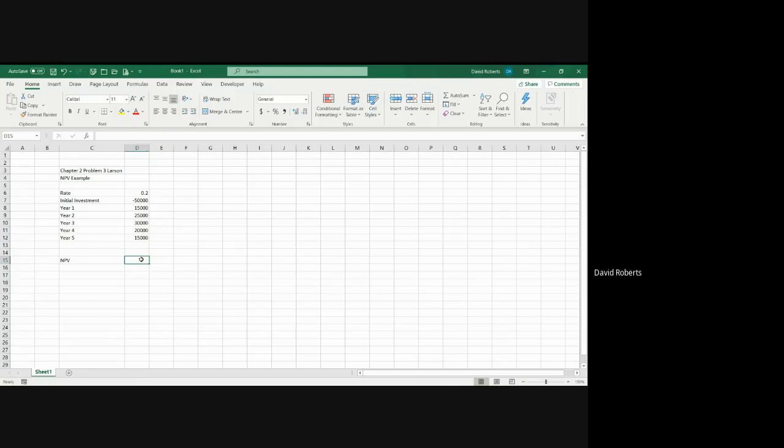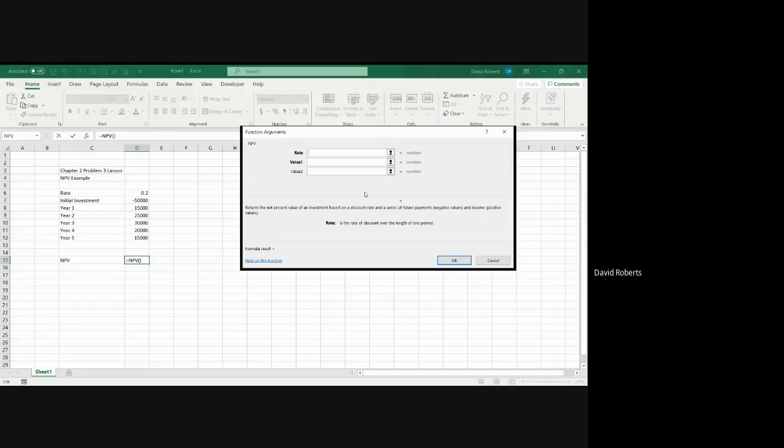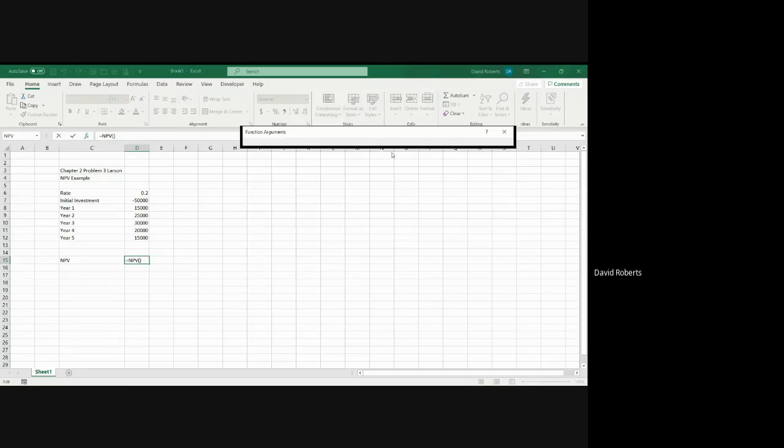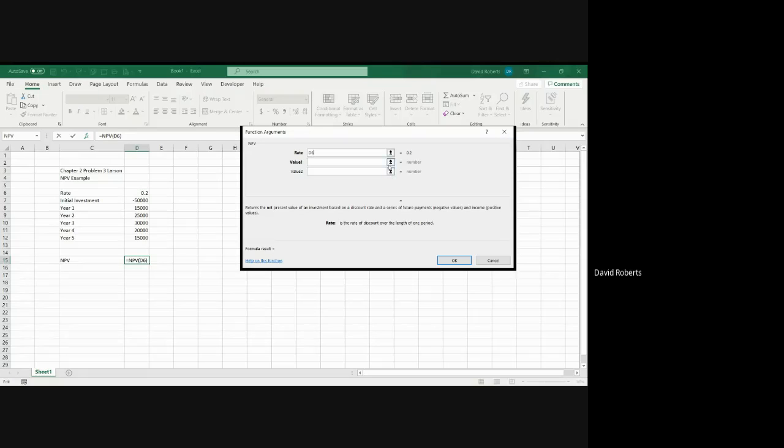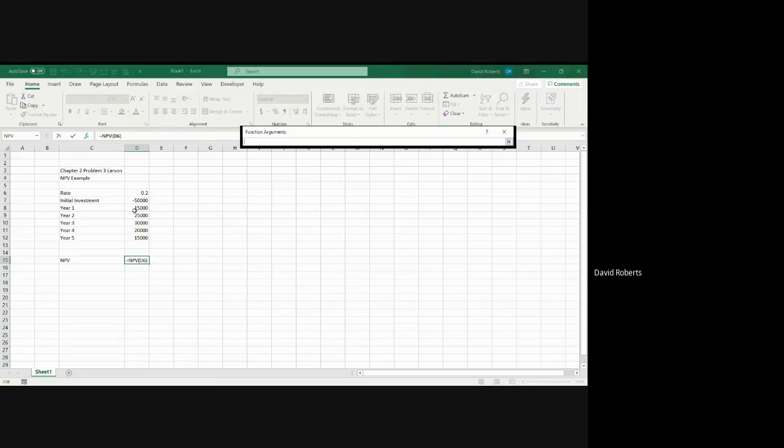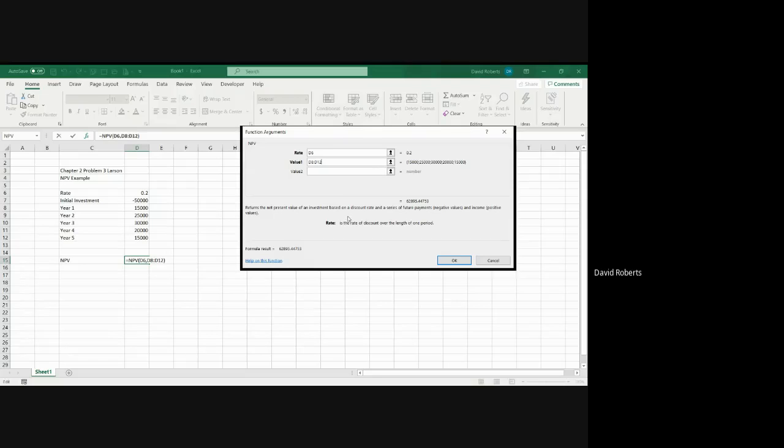So the first thing you need to do is go equals NPV left bracket. And the first thing that you have is the rate. So if you select this, the rate is in cell, in this case, D6 at 20%. The values that you have, and you pick the years, don't pick the initial investment, are D8 to 12. So these are the cash inflows for year 1, 2, 3, 4, and 5.